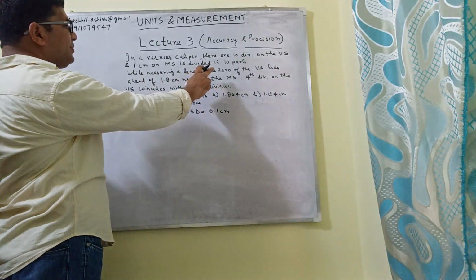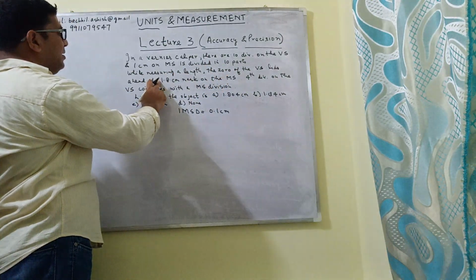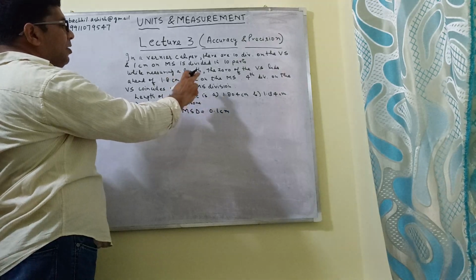Now while measuring, the zero of the vernier scale lies ahead of the 1.8 centimeter mark on the main scale.